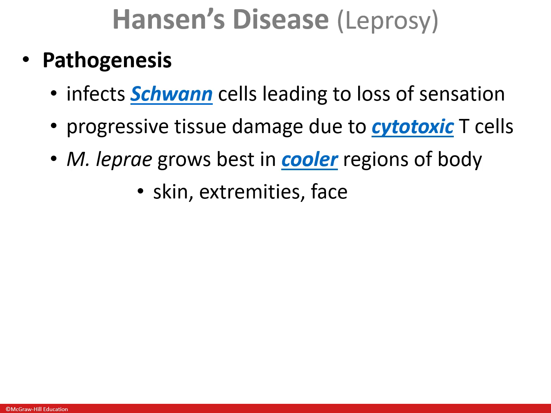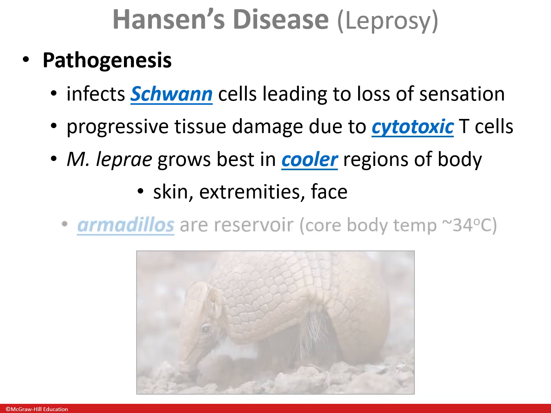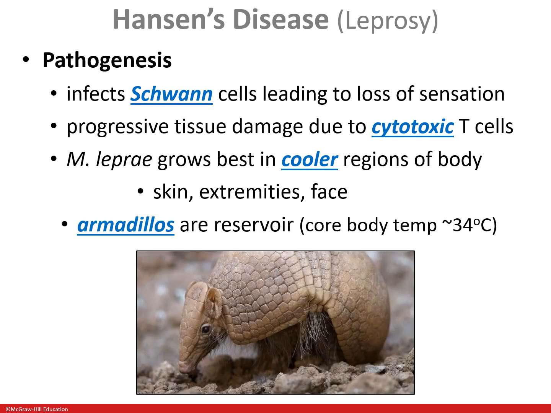So we tend to see the damage associated with this bacteria in the extremities. So think your digits, anywhere on the surface of the body, or the face, the ears, the nose, things like that, were usually lost first because those were the cooler parts of the body, and that's where that bacteria tends to grow best. And so it turns out that armadillos, which are a mammal that actually has a fairly low core body temperature, are a really good reservoir for this bacteria.